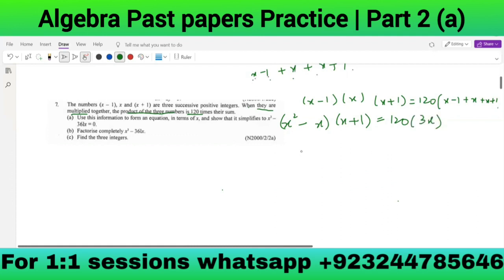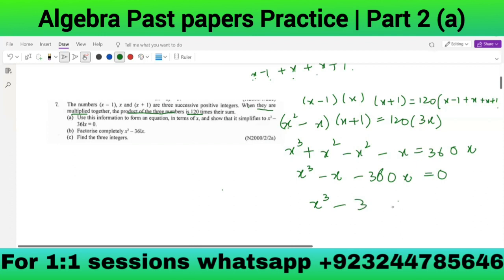Right? Yes. Okay. So it will be x square minus 1 times x, which is x cube minus x, hmm, x square plus x... minus x square minus x, which is equal to 360x. So x cube minus x minus 360x is equal to 0. So x cube minus 361x is equal to 0. So we get the simplified form x cube minus 361x is equal to 0.